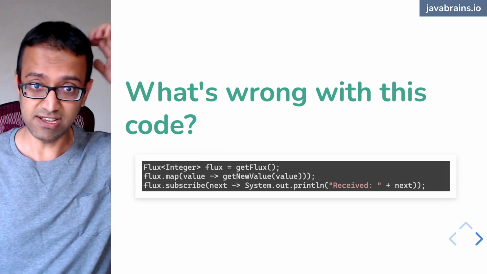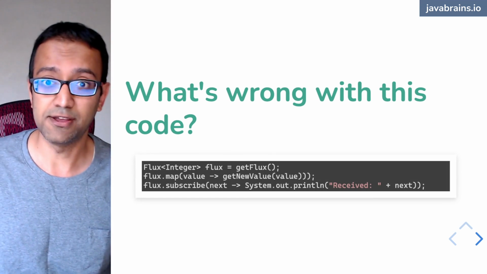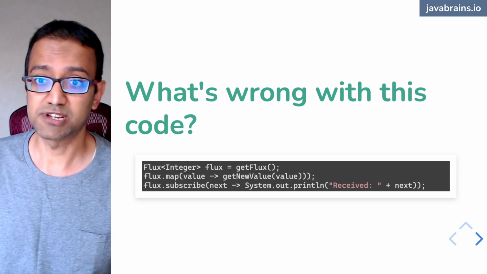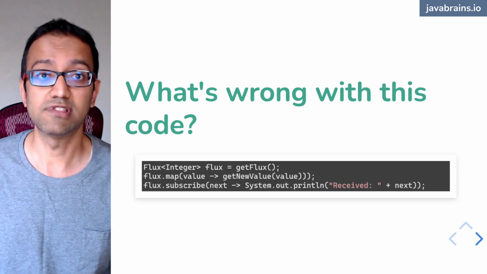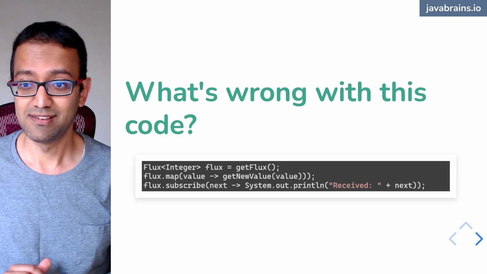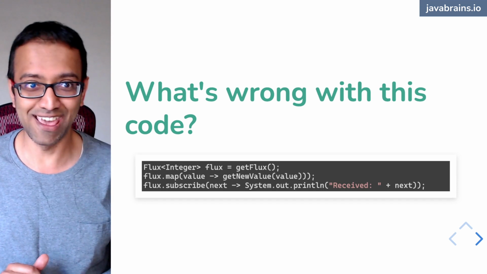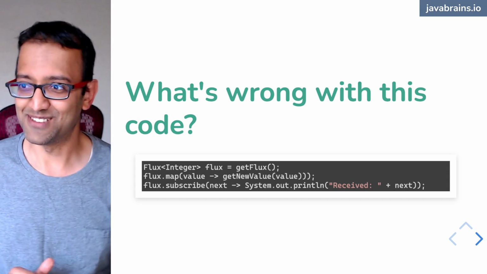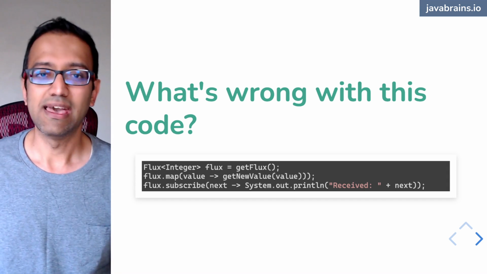I'm getting a flux, mapping it to get a new value, and then I'm subscribing it. What's wrong with this code? Let's see if you folks are awake. Especially the person who said it's 1 a.m. Let's see if you're still awake. What's wrong with this code? Exactly.